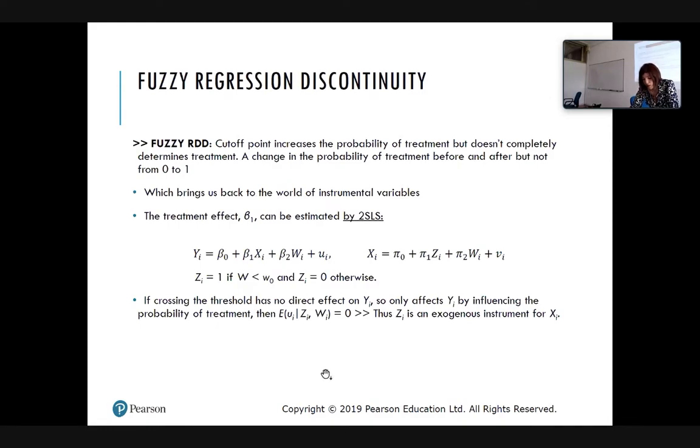And for the fuzzy regression discontinuity design, the difference is that the cutoff point W0 does not determine whether you get or you don't get the treatment, as in the case of the sharp RDD, but affects the probability of getting the treatment. So whether you are treated or not does not depend only on this W variable. Whether you can access the summer school does not depend only on my grades, but my grades affect whether you will be able to actually access the summer school or not. Okay.